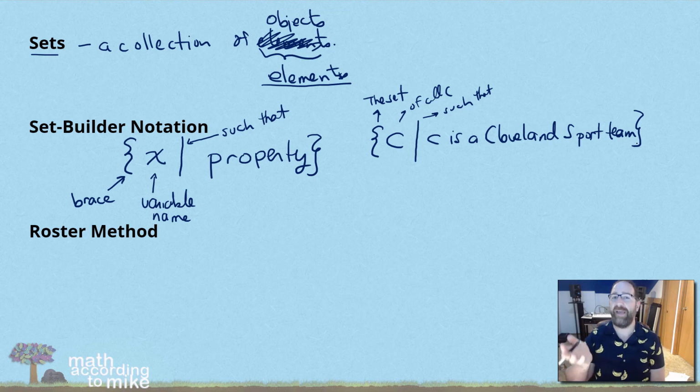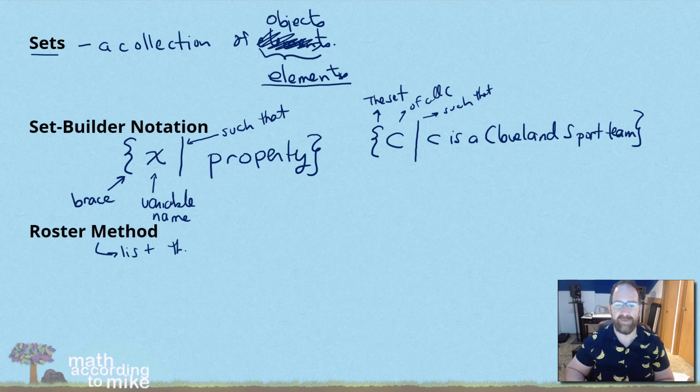Notice we're not actually saying what those elements are, but we know what the property that contains them is. If we wanted to say what the elements were specifically, that's the roster method. So in a roster method, you list the actual elements.